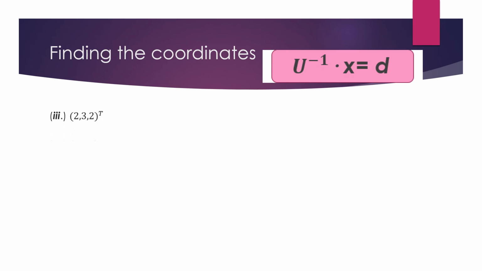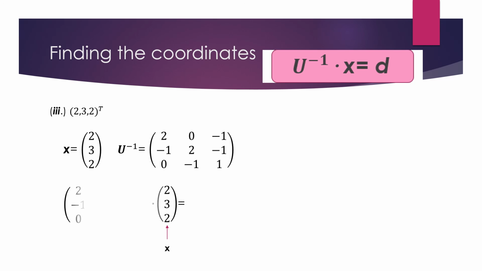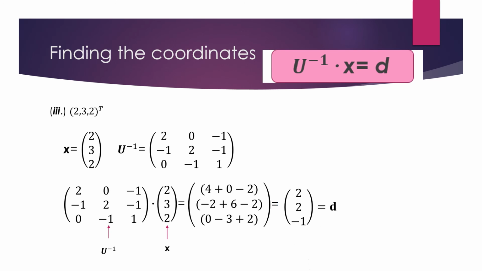Now the same thing for our third vector, [2, 3, 2] transpose. We repeat the same procedure and we get that the coordinates are [2, 2, 1] for this particular vector with respect to U1, U2, U3.